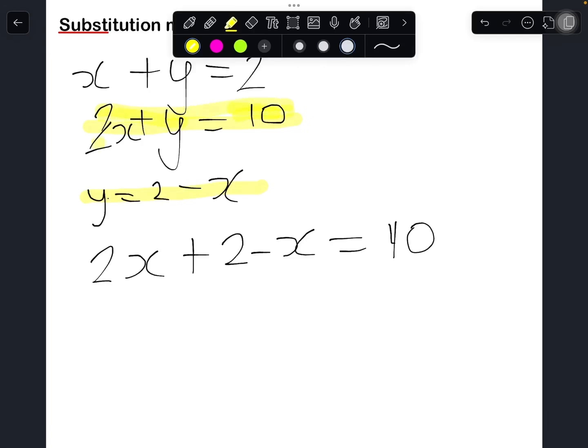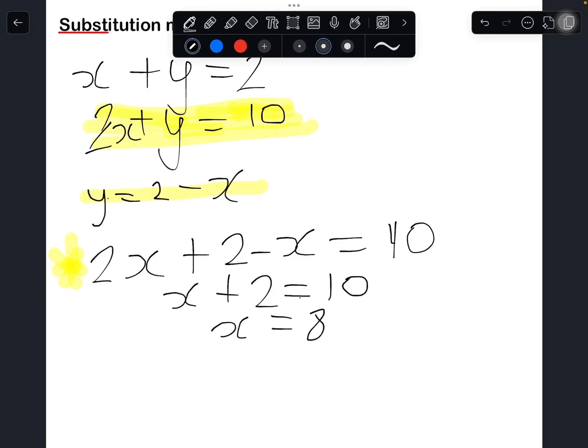So first we converted it, and then we substitute it into the next equation, and that's how we finally get this. Okay, so let's now solve for x. We'll then have x plus 2 equals 10, right? And then we'll get x equals 8.